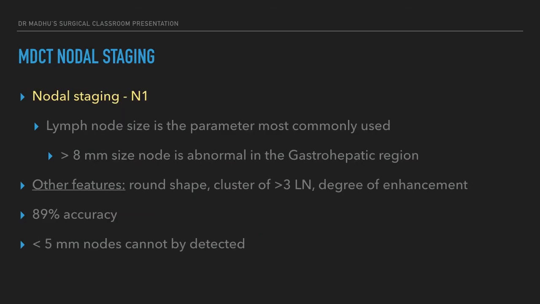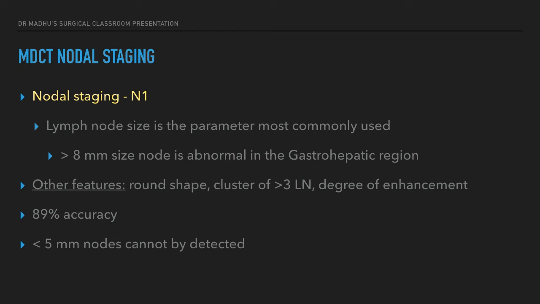Coming to nodal staging on a CT scan, lymph node size is the most important parameter that is used to diagnose it as a metastatic lymph node in the gastrohepatic region or the upper gastrointestinal tract. If the node is more than 8 millimeters in size, it is considered to be abnormal and to harbor metastatic cells. Other features that can throw suspicion on a metastatic node are a round node, a cluster of more than 3 lymph nodes, and the degree of enhancement, where there can be hypoattenuation and heterogeneous attenuation. These are the features which will tell us that we are visualizing a metastatic node.